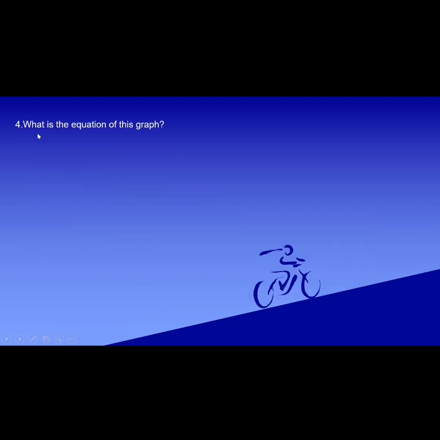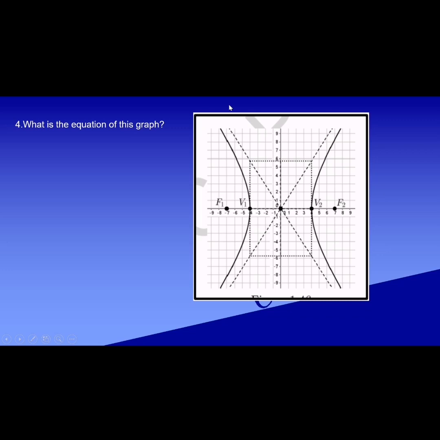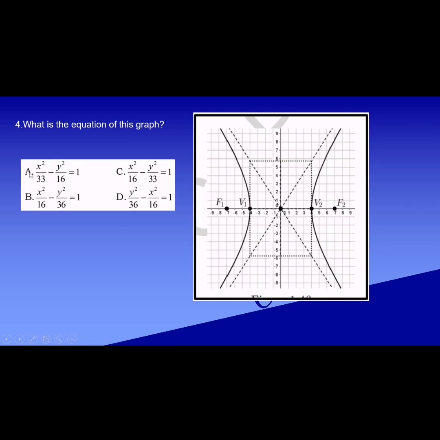Okay, for number 4, ito yung tanong. What is the equation of the graph? So given the points on the foci and the vertices, ito yung mga choices natin. For letter A, yan. Letter B, yan. C, and D.